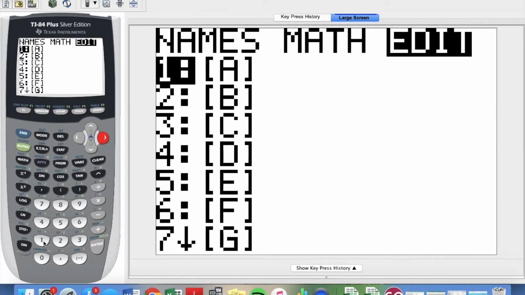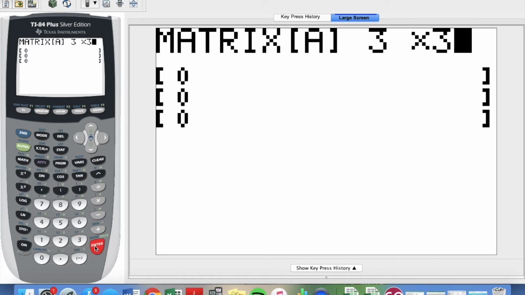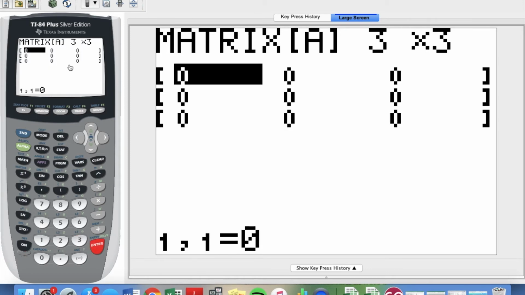I'm just going to pick A, and I'm going to enter the first matrix into A. That matrix had 3 rows and 3 columns, so it is a 3 by 3 matrix. That is the first thing you have to tell the calculator: how big of a matrix you're going to write. Then it displays it for you, and it does the 3 by 3 pretty well on the screen. If you do anything wider, like more than 3 columns, then it gets harder to see, but it does 3 by 3s pretty well.